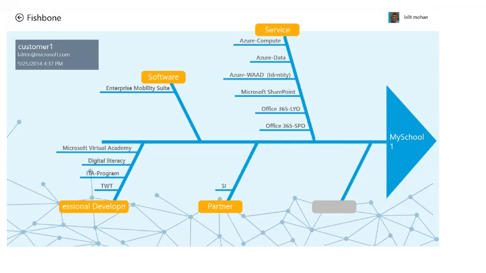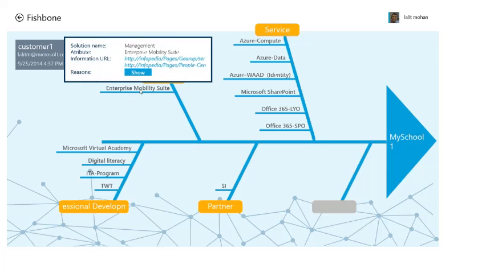The recommended solution is represented in the format of a fishbone diagram. Each bone represents a category of components, for example, software, partner, subscription services, professional development, etc. A pop-up window allows the sellers to drill into details of the solution component.